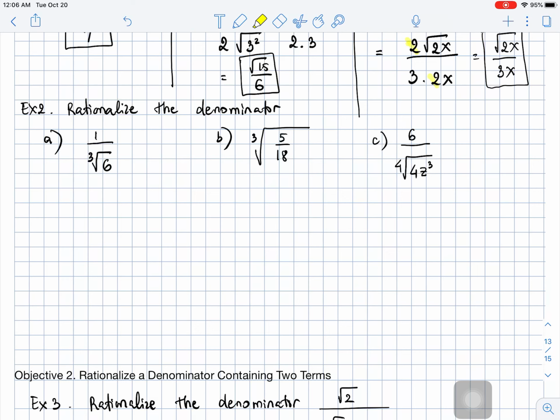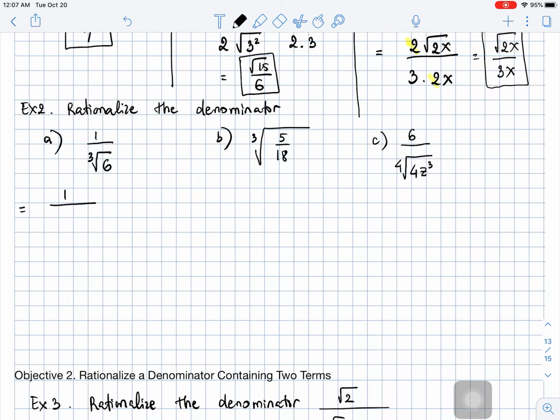Example number 2. Rationalize the denominator. You see that the index is not 2 anymore. The index is 3, 3, and 4 for problems A, B, and C. So keep in mind that the index and the exponent have to be the same, then you can remove the radical.